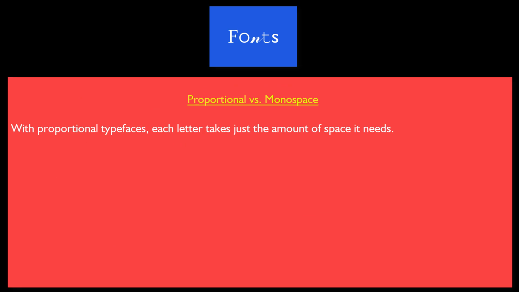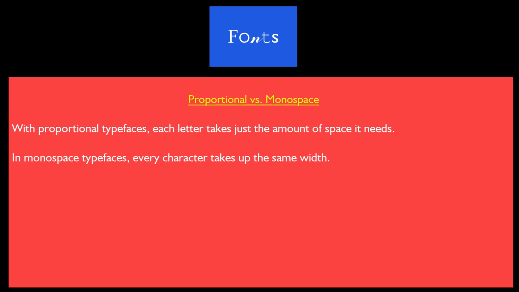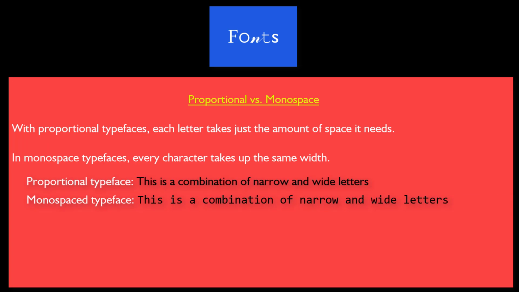Consider proportional versus monospaced. With proportional typefaces, each letter takes just the amount of space it needs. For example, a lowercase i is narrow and an uppercase M is wide. This is most often used for magazines, newspapers, and books. In monospaced typefaces, every character takes up the same width. Here's the same line of text displayed using a proportional font and a monospaced font.